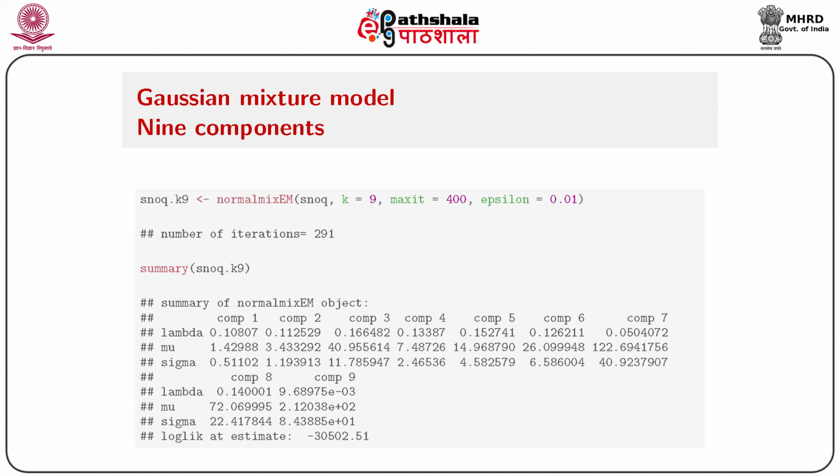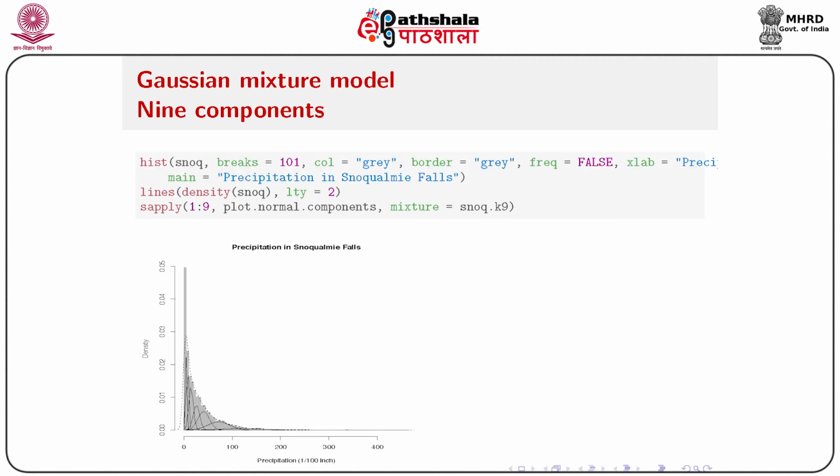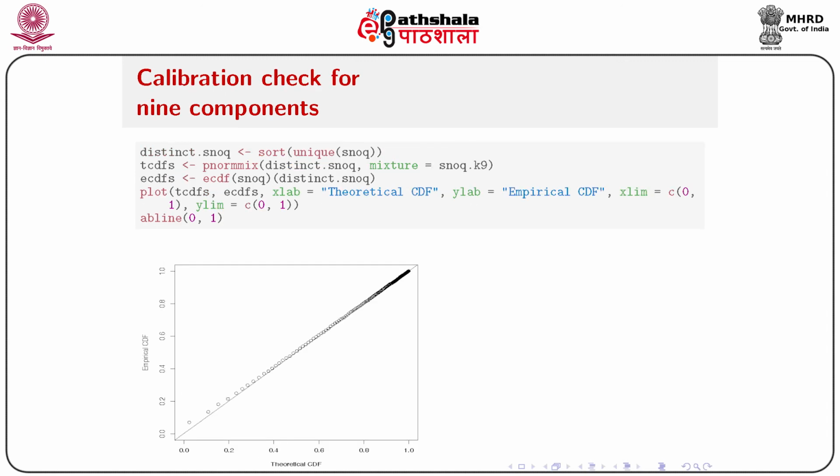That is normalmixEM, a function from the mixtools package that can be called, just specifying k equals 9. That will fit the 9 component Gaussian mixture, and if you plot it like before, you will see that it gives you a better fit than the 2 component model, and that can be cross validated. If you see the empirical CDF against the theoretical CDF for this 9 component Gaussian mixture, it is showing a straight line. That means it is a perfect fit.